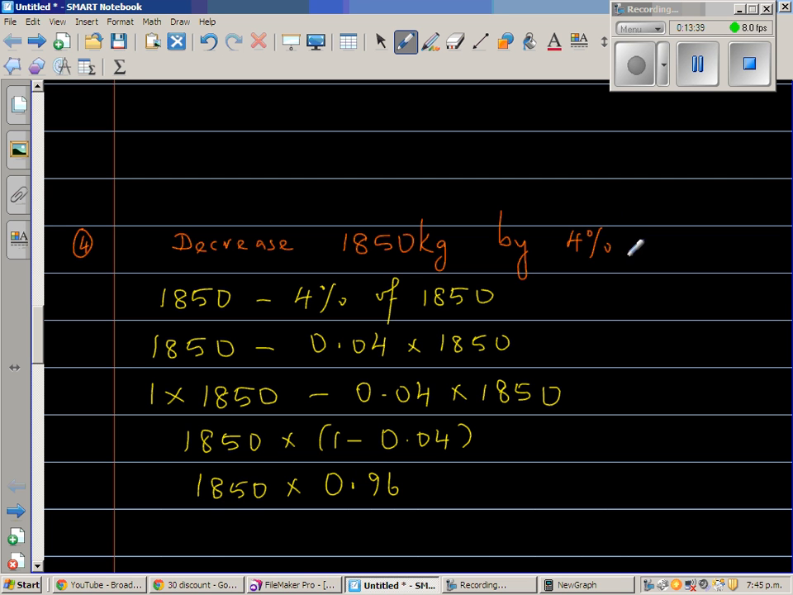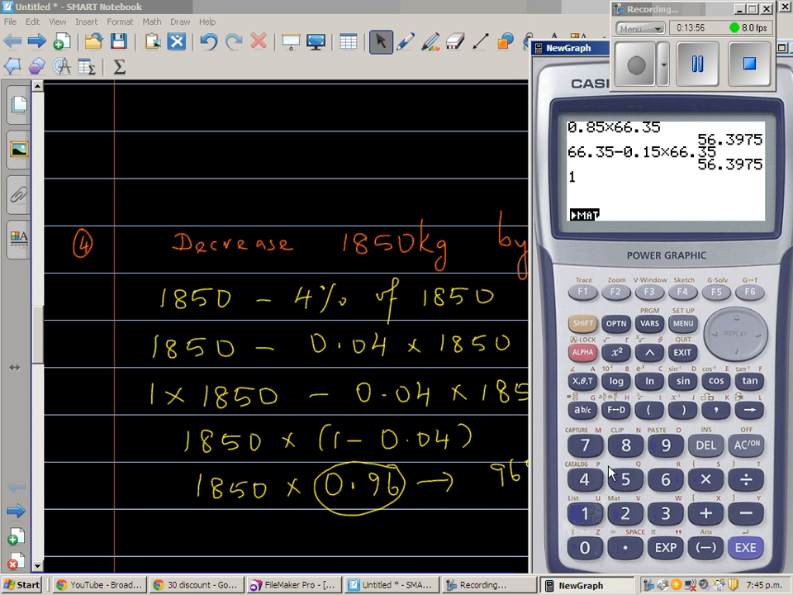Or think in a different way: you're decreasing or reducing something by 4%, how much remains is 96%. So this 0.96, you should be able to see as 96%. So this is 1850 times 0.96, which is 1776 kg. Okay, so let us do this again or differently.